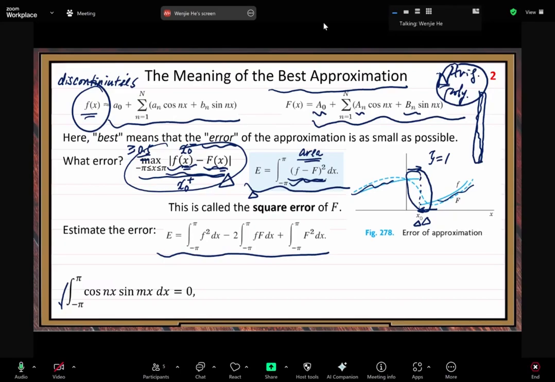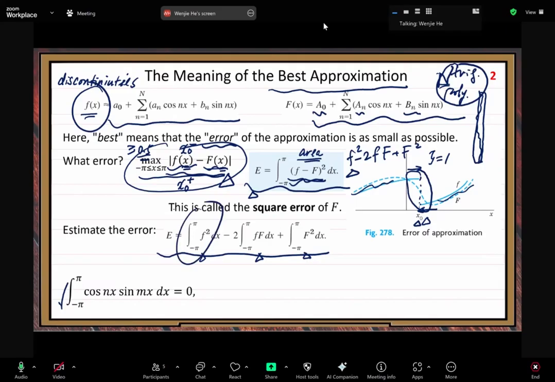Can we write f squared minus 2fF plus capital F squared? The first one, we have the first integral. Second one, we take the constant 2 out, second integral, minus, and the third one. We want to calculate these three integrals one by one.